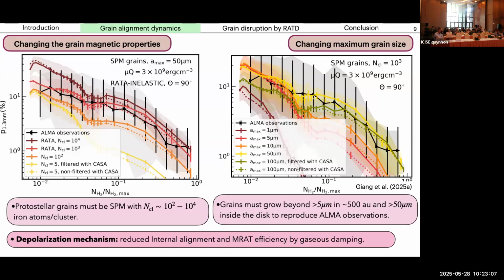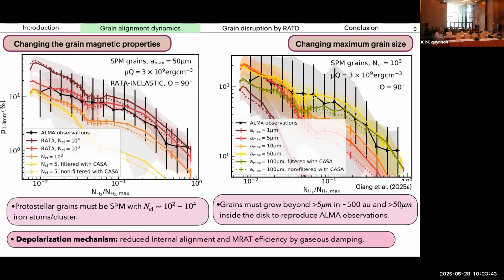So in the left-hand side, I assume the same size distribution inside the core, the same luminosities, and what I change is just the number of iron atoms inside each grain. With the change in the number of iron atoms, the grain's magnetic property will change. And when the grain's magnetic property changes, it will change the internal alignment efficiency and the external alignment efficiency, and in the end it will affect the dust polarization. Here I just plot different values to see which value can reproduce the observations.